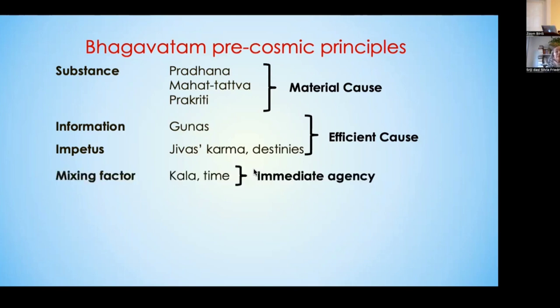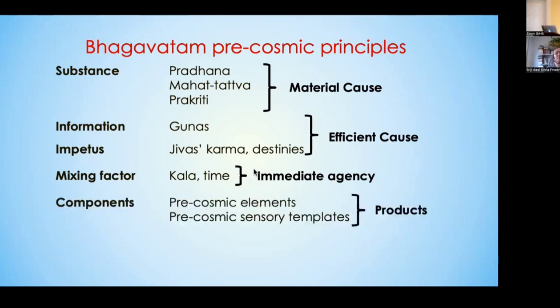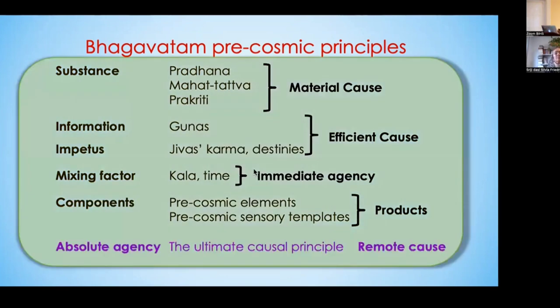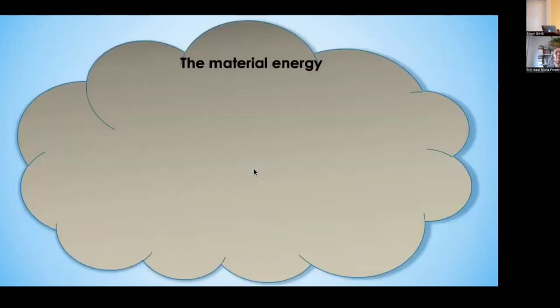And the mixing factor, this is kala, this is time. We can understand time in terms of how it affects us psychologically, the movement of time, but more importantly, kala drives forward. That's what kala does. It drives forward the change in matter, the immediate agency. And together, the Bhagavatam says they generate products of pre-cosmic elements and pre-cosmic sensory templates. And of course, how is all this tied together? There is a remote cause, an absolute agency, the ultimate causal principle. We're looking at these immediate ones.